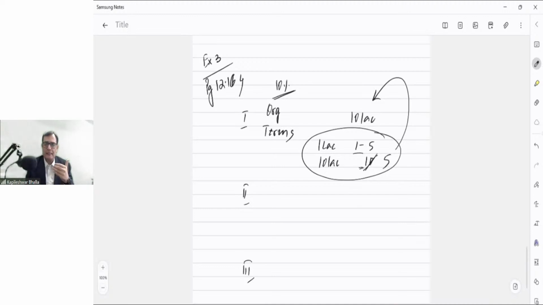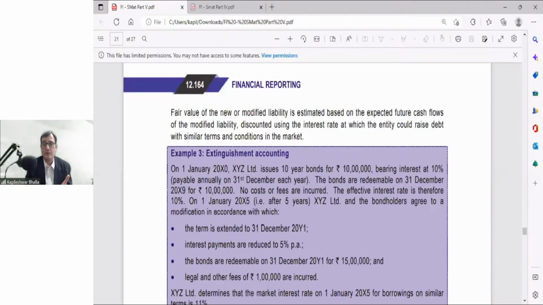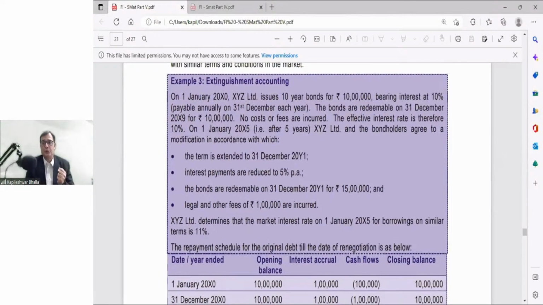Then we go to the next step and we say, okay, let's now consider the new terms and calculate the present value based on the 10% factor itself. In this particular case, the new terms tell me that there has been an extension. The maturity has been extended to December Y1. So it's got extended from X9: after X9 will be Y0 and after Y0 will be Y1. It's got extended by another 2 years. And the interest payment has come down from 10% to 5%.